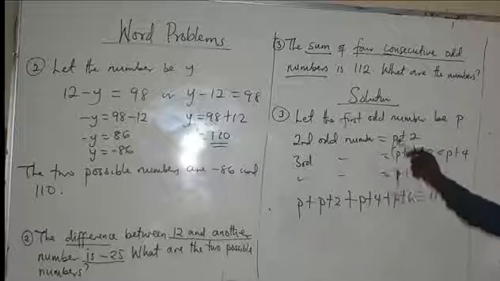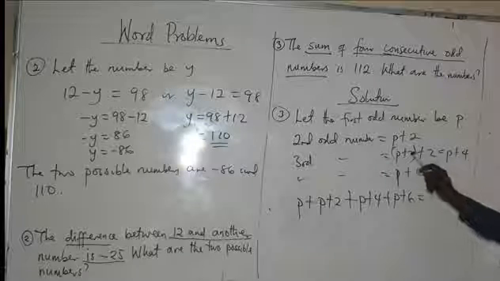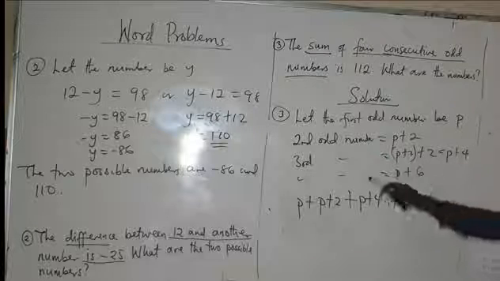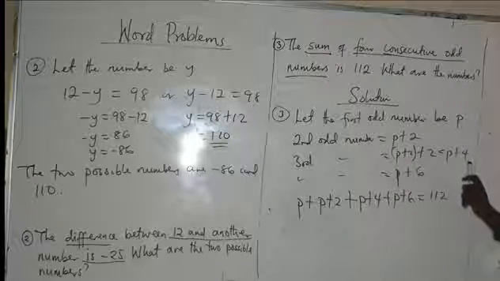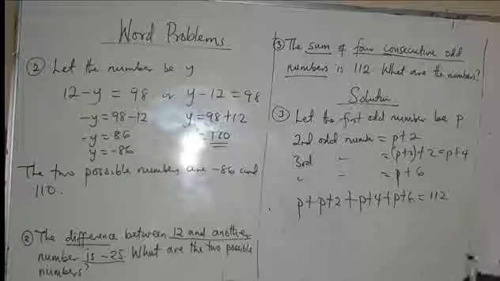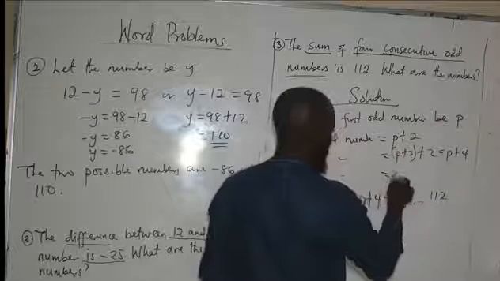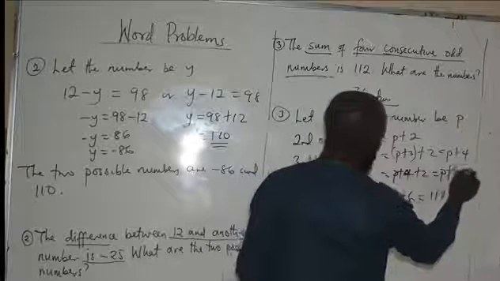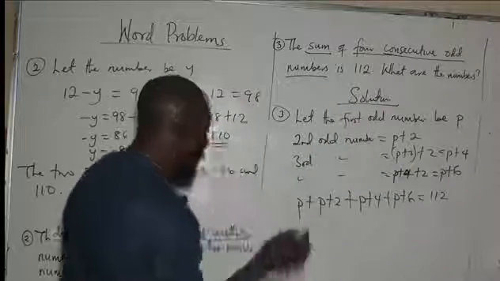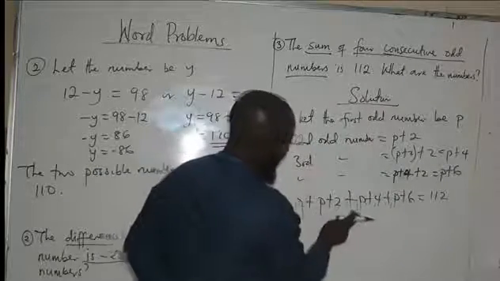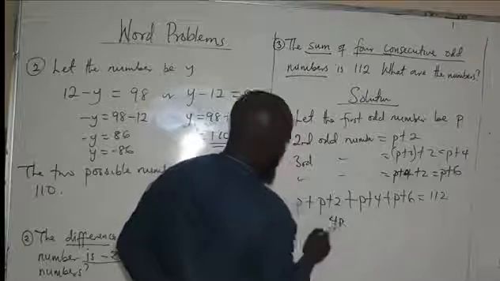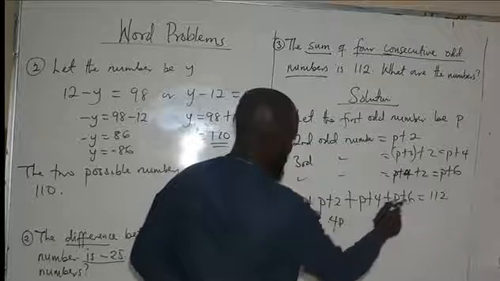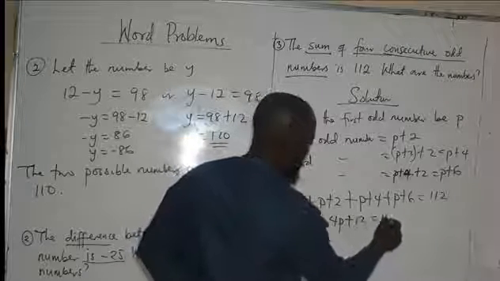To get the third one, that will be the second one plus 2. That is P plus 2 plus 2, which gives us P plus 4. For the fourth one, since the third is P plus 4, plus 2 gives us P plus 6. So we add everything together. Let's add the P's first: 1, 2, 3, 4. That is 4P. Then the numbers: 2 plus 4 plus 6 is 12. So 4P plus 12 equals 112.